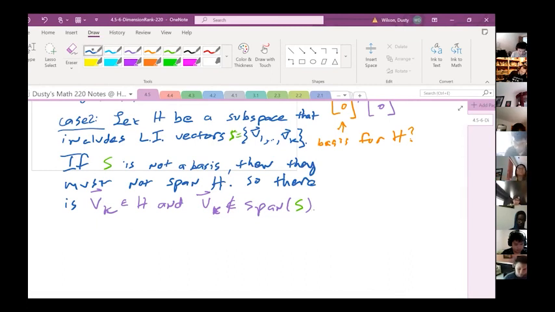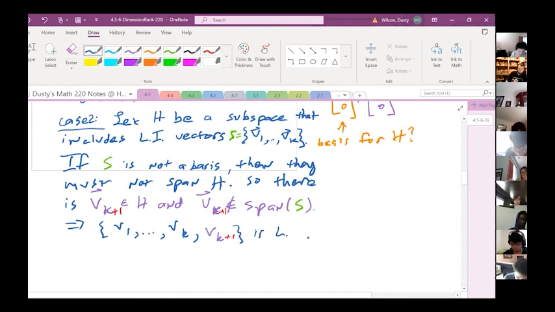But this means that the set V1 all the way to VK, this is VK plus one. And then I can tack on, I can expand with a VK plus one. Is linearly independent. Yeah, thank you, Evan, for that correction.